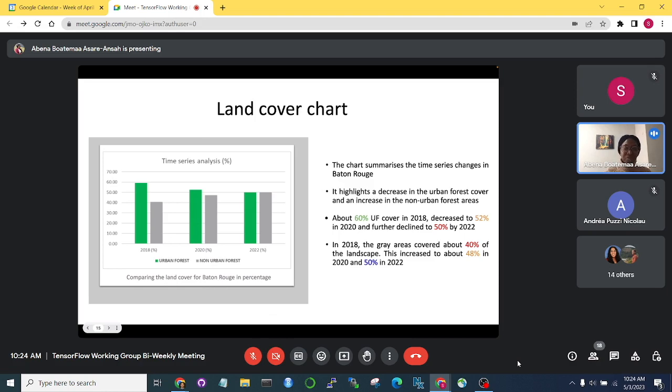And then similarly, if we look at the non-urban forest areas, in 2018 it was about 41%, but it increased to about 48% in 2020, and then has also increased to about 50% in 2022. So this is just confirming, or just letting us know, that gradually we are losing our urban forest areas to the grey infrastructure.